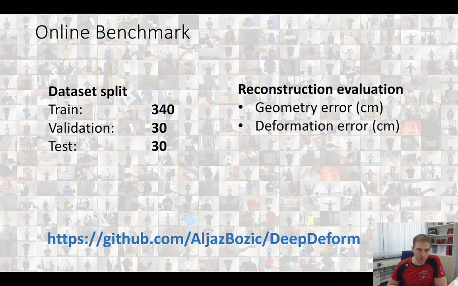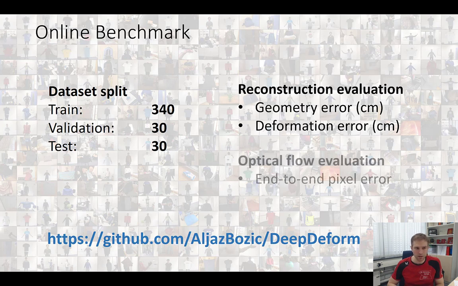We are evaluating both geometric error and deformation error. And on the benchmark right now, we have this leaderboard already, so you can basically upload your method. You can directly see how well your non-rigid reconstruction and non-rigid tracking method does actually.